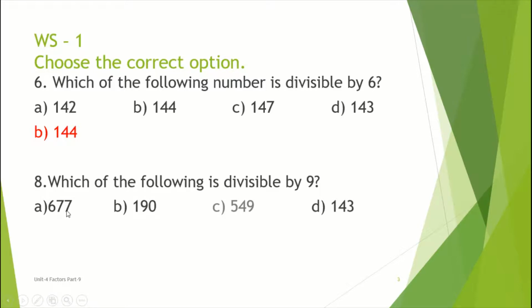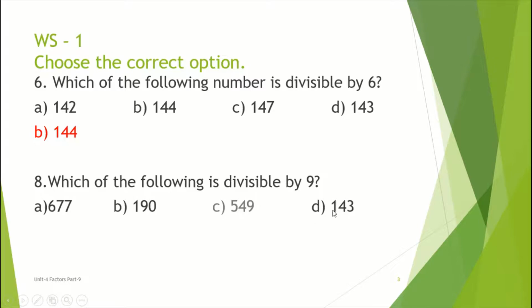So 6 plus 7 is 13 and 13 plus 7 is 20. So 20 is not divisible by 9. So we will not consider this. Now 1 plus 9 is 10 and 10 plus 0 is 10. So again 10 is not divisible by 9. So we will not take this option. Again we have 5 plus 4 is 9 and 9 plus 9 is 18. Okay. So 18 is divisible by 9 because 9 times 2 is 18. Okay. So which is the correct option? That is C, that is 549.